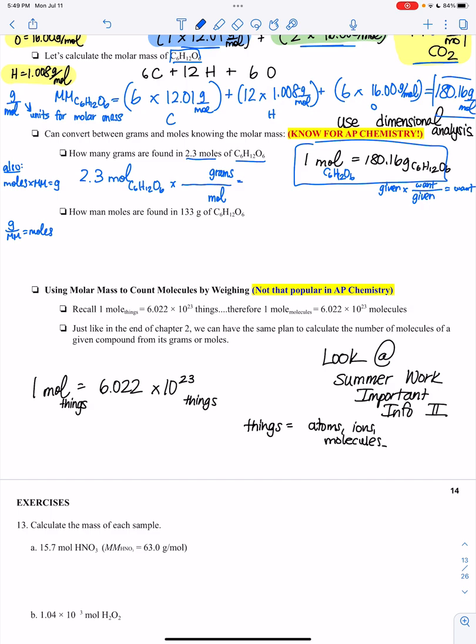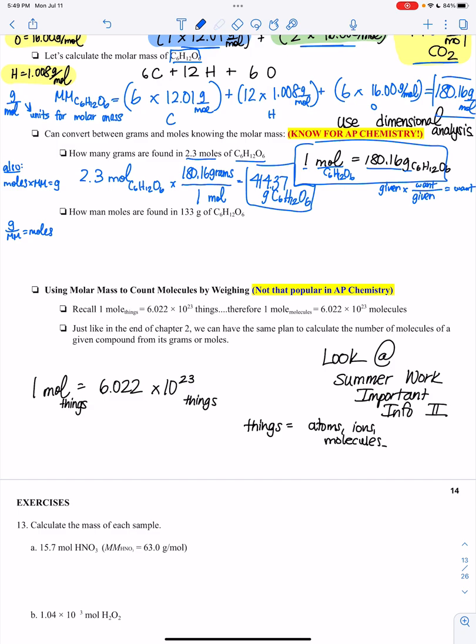And now look, before my eyes, I know what numbers to put where. The 1 is associated with the mole. The 180.16 is associated with the grams. Boom. Now I could do my math. 2.3 times 180.16, I get 414.37 grams of C6H12O6. Notice how I didn't put per mole, because this is not per mole. This is 2.3 moles. Okay?